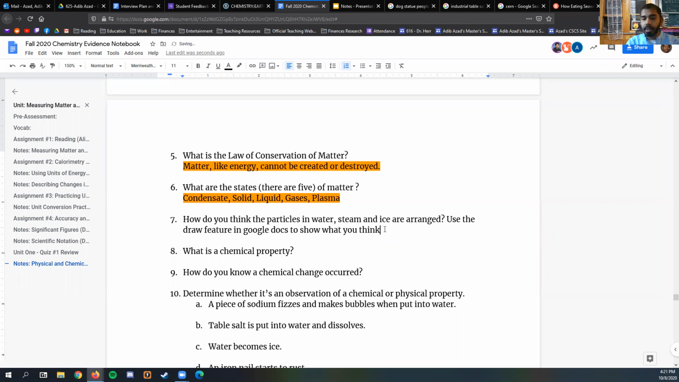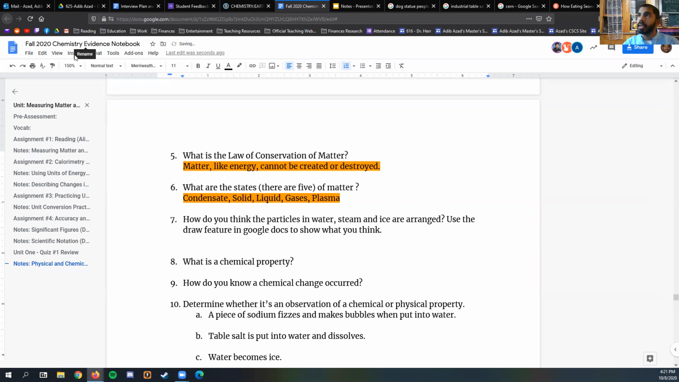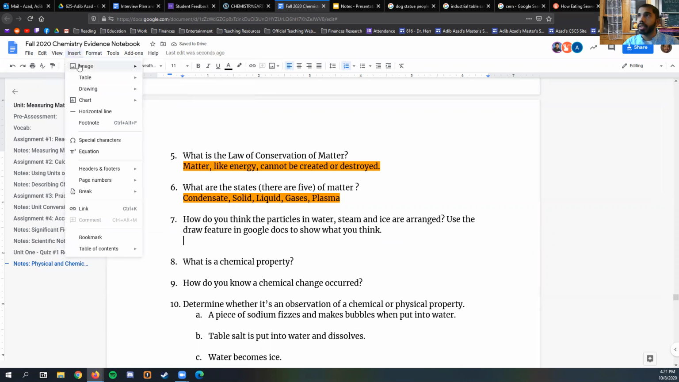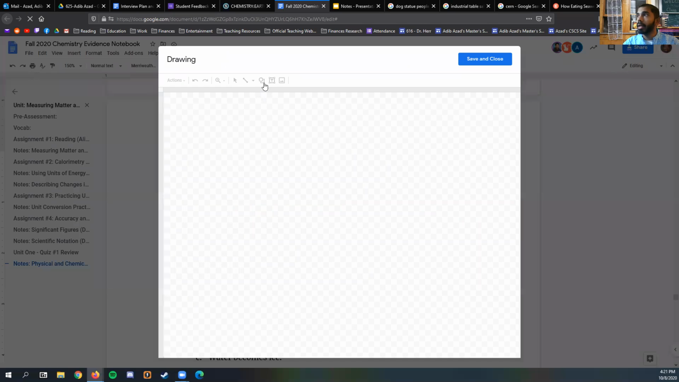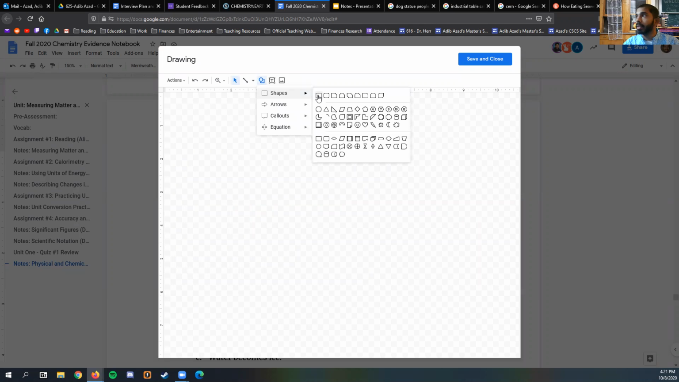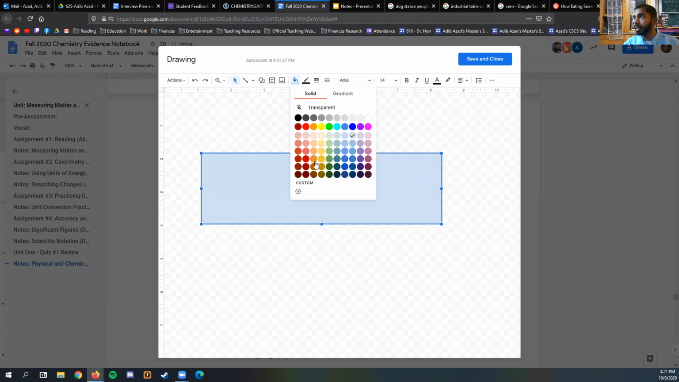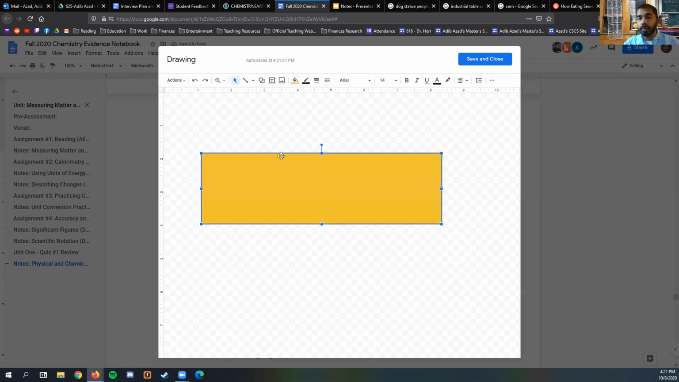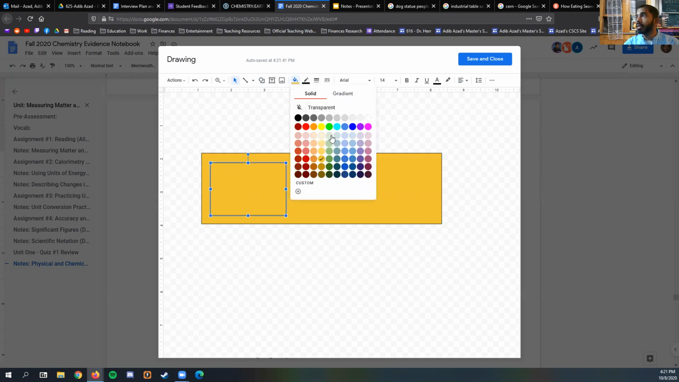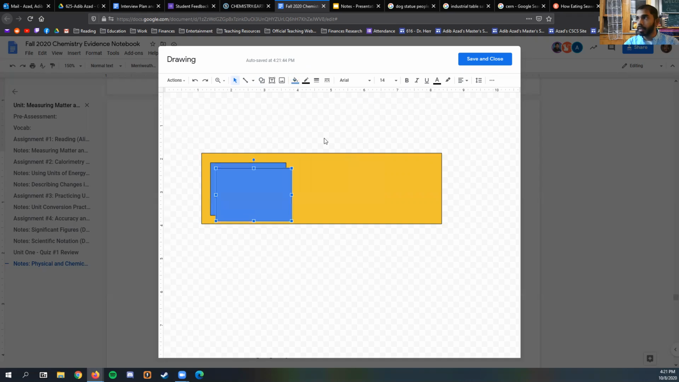So let's go ahead and channel our inner Bob Ross. Let's go to Insert. We'll go to inserting a drawing, new drawing. And to channel our inner Bob Ross, we want to start off with a nice canvas. We go ahead and make a rectangle, and our canvas, I want it to be, let's say gold. Gold is a great color for a canvas. Inside that canvas, we're going to have some squares to show off our solid, liquid, and gas, our ice, water, and steam.